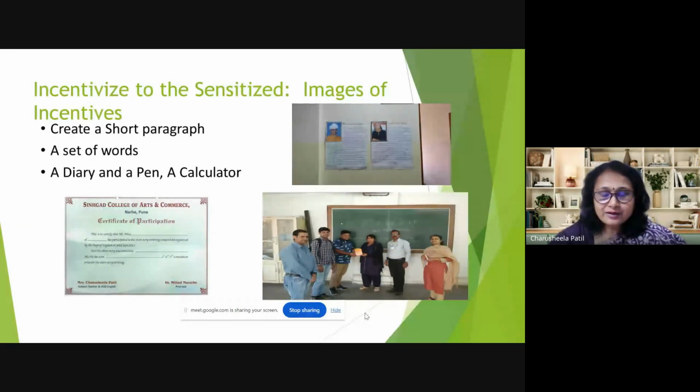I got such a wonderful story that the girl had developed. Two more stories were also awarded. The first prize went for 500 rupees, the second prize was 300 rupees, and the third was 200 rupees. Like this, I awarded those students for being creative writers.